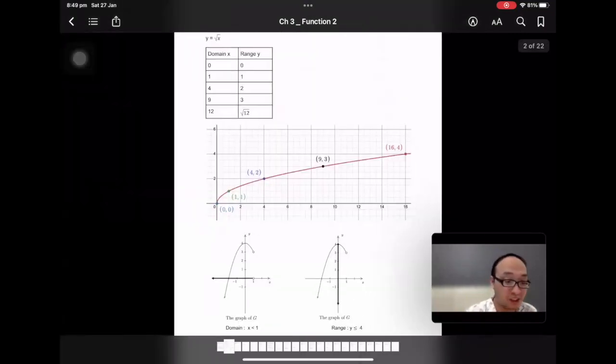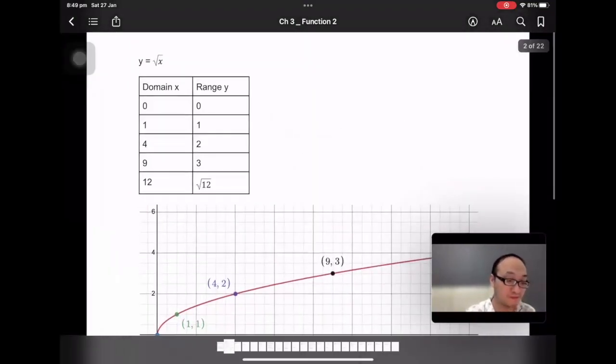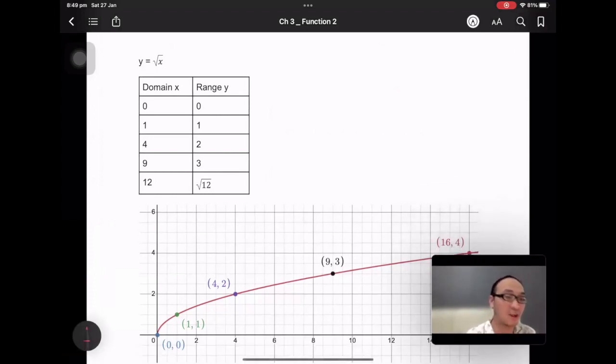We can see from here y equals square root of x, the domain should be x greater than or equals to 0. So we can put any number from 0 and beyond. It's 0, 1, 4, 9, 12, for instance. And the range, when you put the values into the function, you will have this result. So we call it the range.